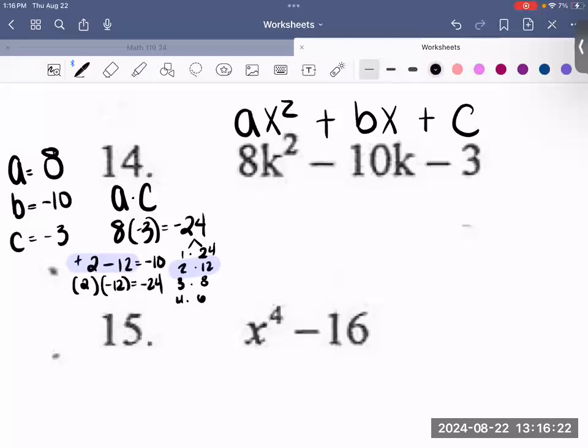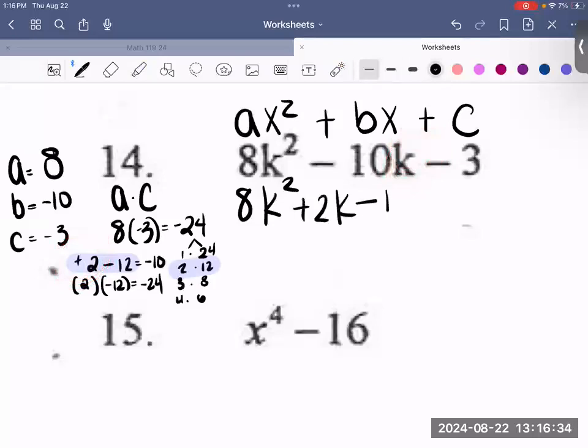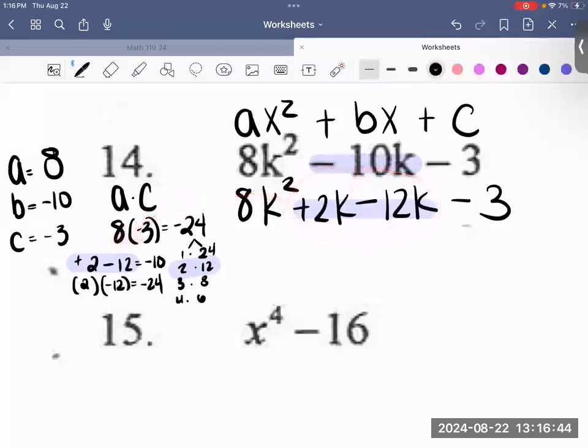Now, what we're going to do, instead of putting them into parentheses, we're going to rewrite your middle term. Your middle term being with a k, we now have plus 2k minus 12k minus 3. So we are just rewriting this -10k as your factors. Now you'll notice you have 4 terms, so we can go ahead and group.